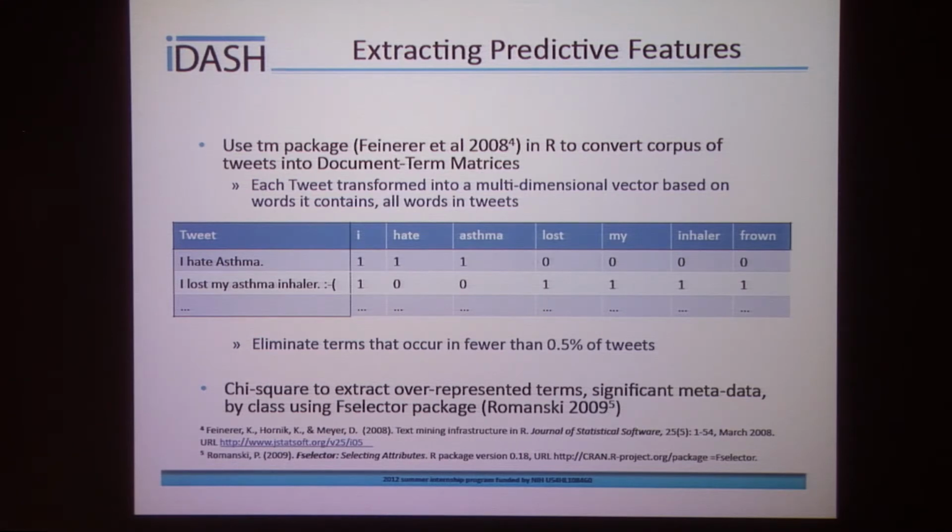So what we've done is to use the text miner package in R to convert the corpus of tweets into document term matrices, where each tweet is basically transformed into a multidimensional vector based on the words that it contains, as well as all of the words in the tweets. And you have a little example of that right here. And then we eliminated terms that occurred in fewer than 0.5% of the tweets, because they're just not going to help us very much to classify, and they slow down our algorithms.